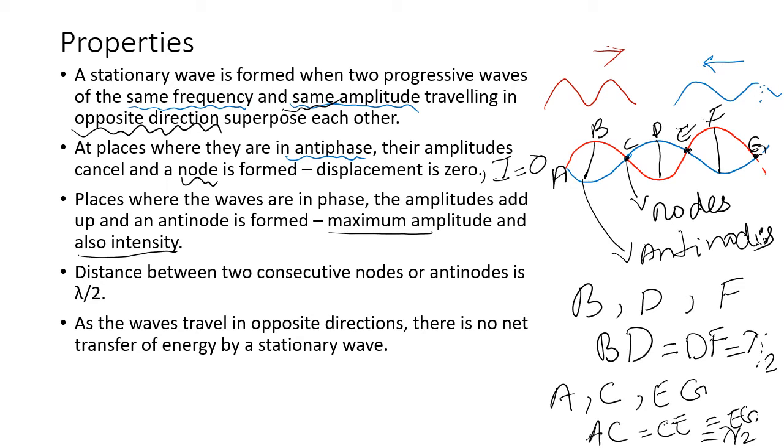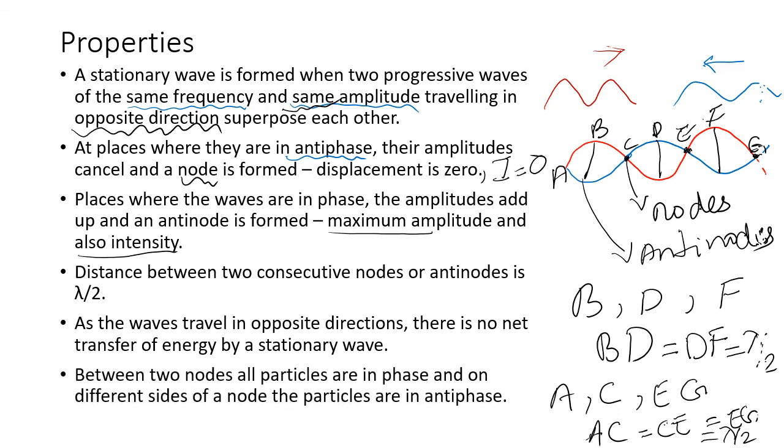Now, why do we call them stationary? Why don't we call them progressive anymore? The answer is there now. Since the waves are traveling in opposite directions, there is no net transfer of energy. And that is why we call them a stationary wave.